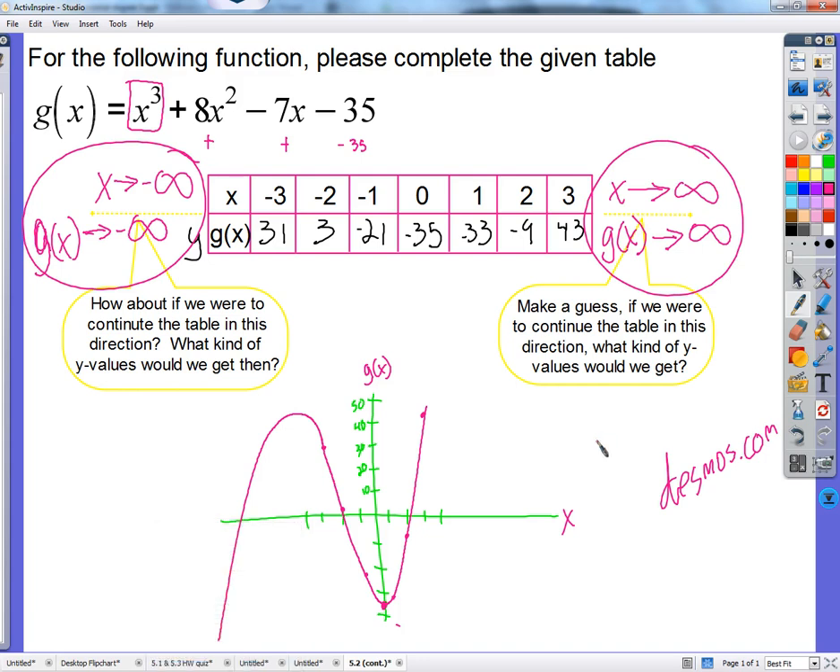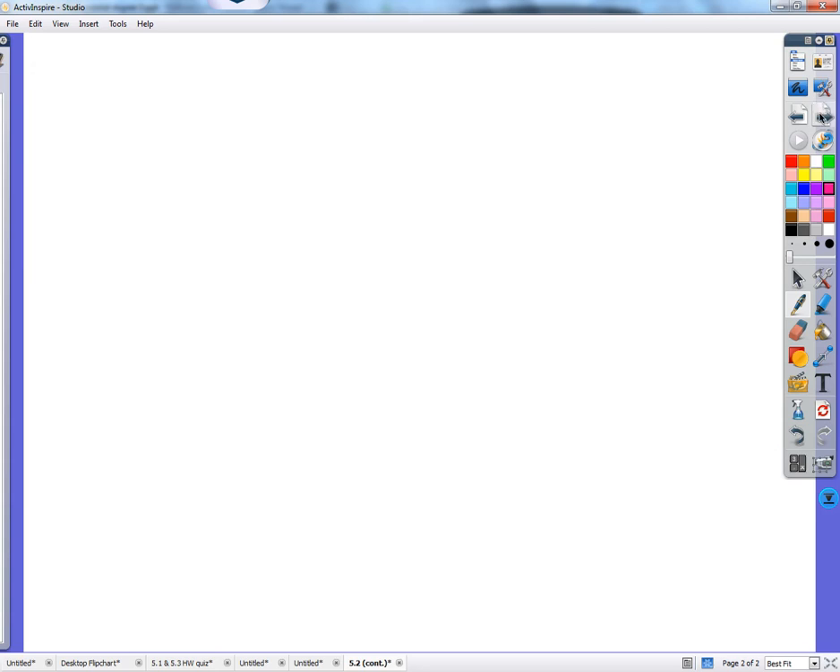And you cube it. Can you think of another power that would also come out negative when you took it to that power? 5. Any others? 7. So how about an odd power? An odd biggest power, or what's that biggest power called? Degree. Okay, so we've got this class of functions, odd degree functions.